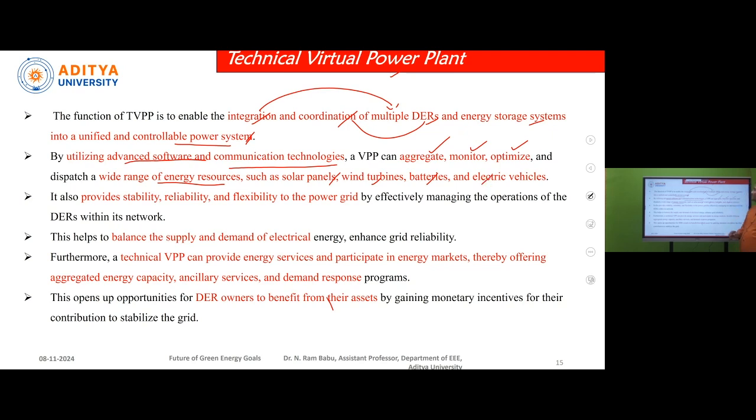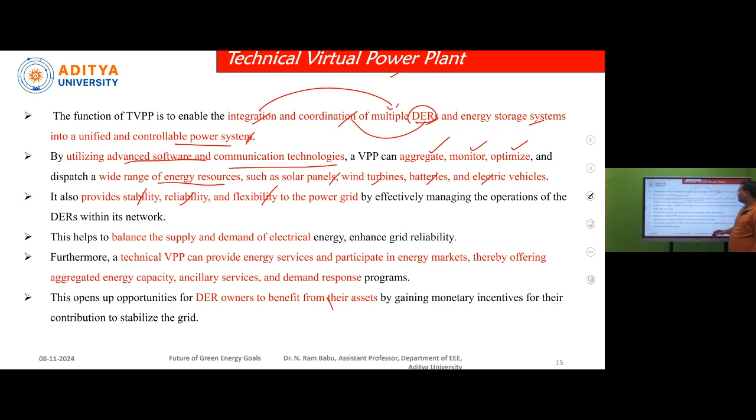The next point is that this technical virtual power plant provides stability. In a general scenario, during peak hours or sudden disturbances, our system loses stability and oscillates from its nominal values. Whereas with the help of these DERs, nothing but distributed energy resources, our system may regain its stability and also improve its reliability. And flexibility is also improved in the power system. That means with the help of these DERs in the conventional power system, stability, reliability, and flexibility will improve.